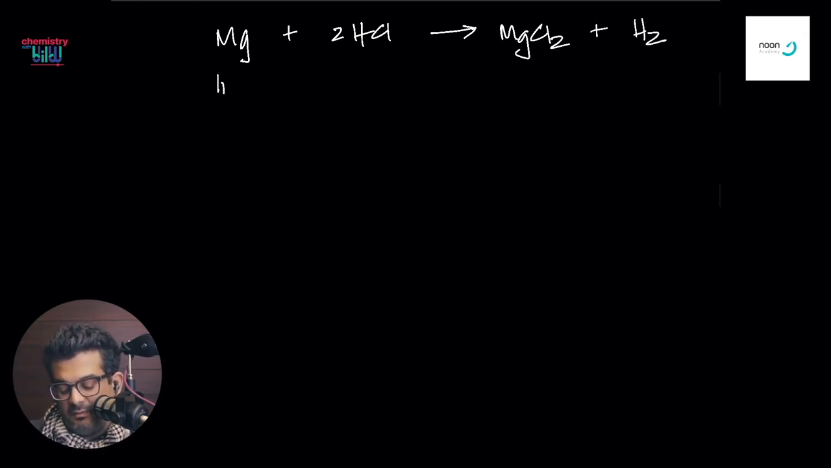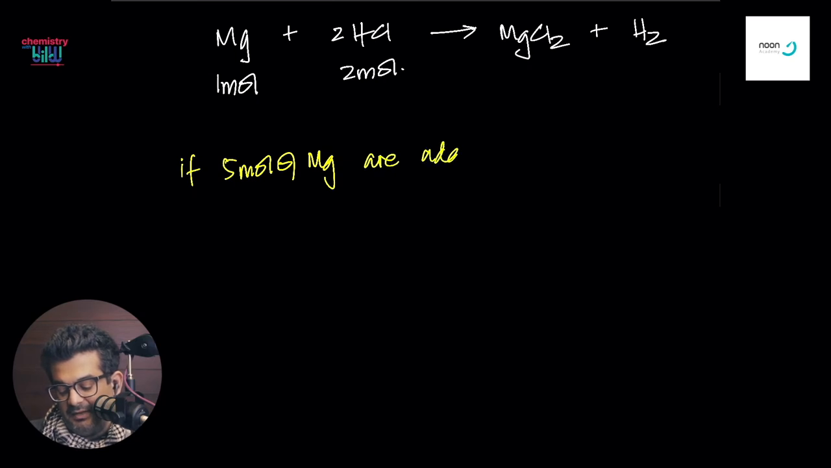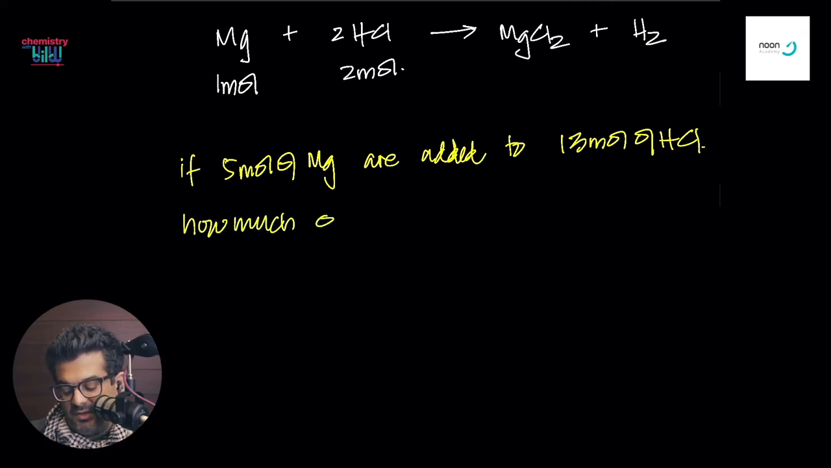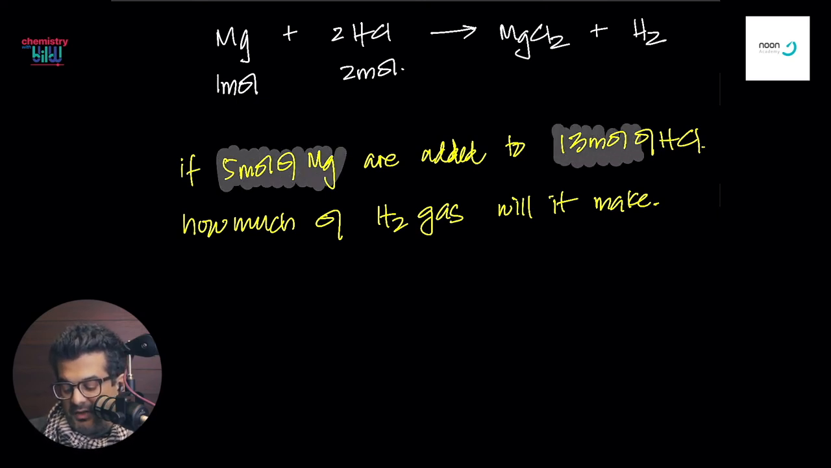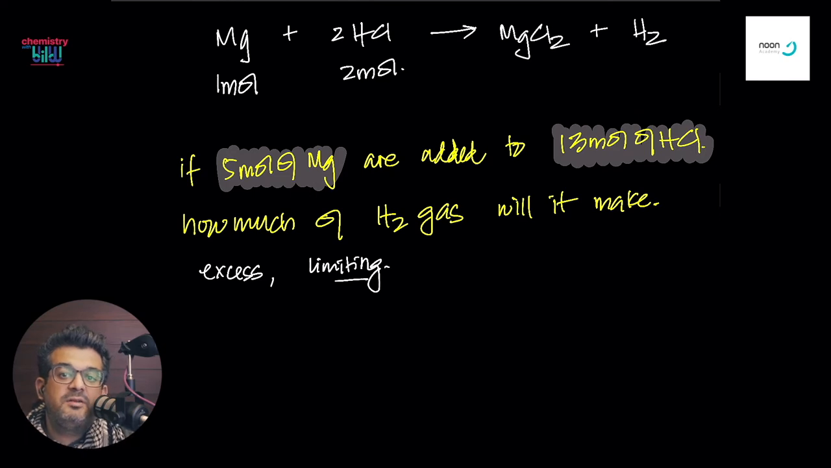So this is the equation. I know that 1 mole of magnesium reacts with 2 moles of HCl, right? So I'm telling you that if 5 moles of magnesium are added to, let's say, 13 moles of HCl, how much hydrogen gas will it make? Now, look at this question. You are given 2 knowns, and your job is to figure out which of them is left over, which of them is more than what you need. So you need to figure out excess, and then you need to figure out limiting. The limiting means the one whose amount is used to find out the product, basically.